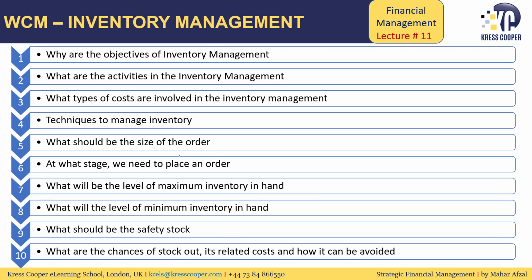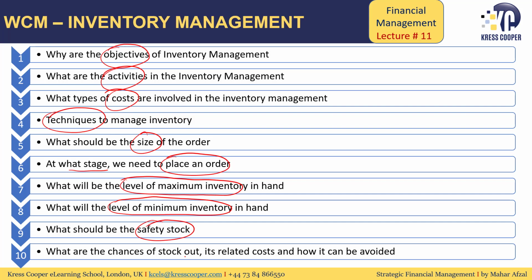Before starting inventory management, some questions will be striking your mind. These questions are: what are the objectives of inventory management? What are the activities involved, costs involved, and techniques to manage the inventory? What should be the size of the order? At what stage is an order required to be placed with the supplier? What will be the level of maximum inventory? What will be the level of minimum inventory? What should be the safety stock? What are the chances of stock out? What is the related cost of stock out, and how can this stock out and related loss be avoided?